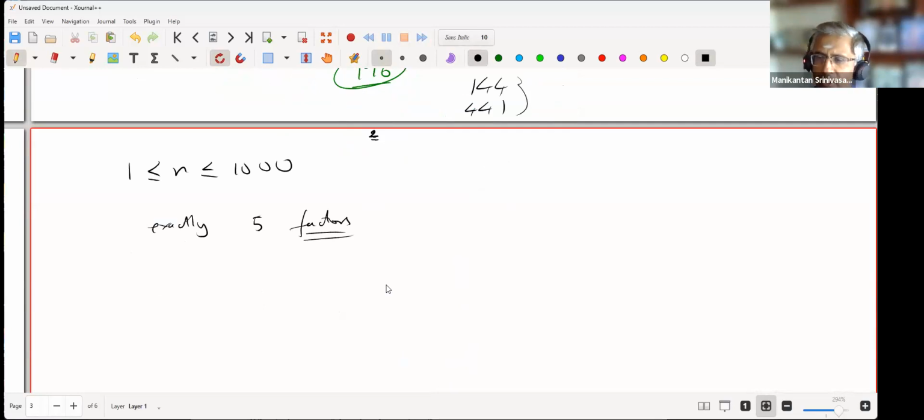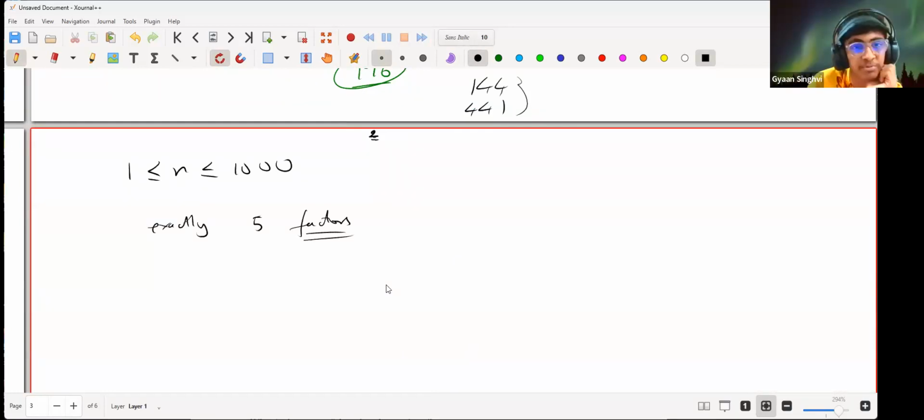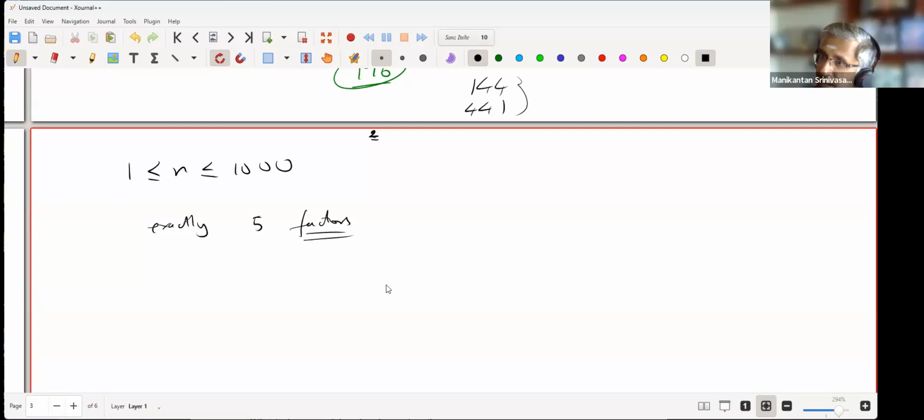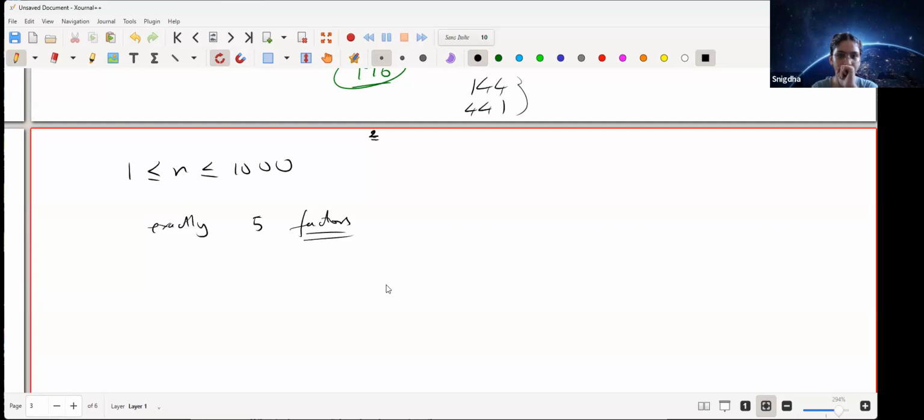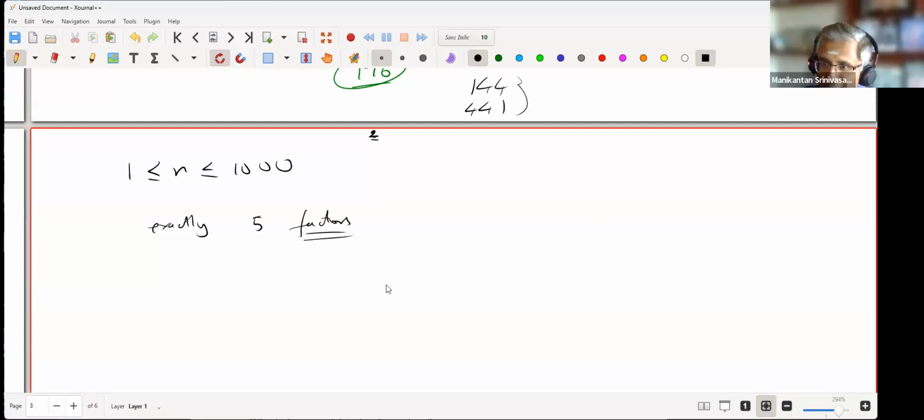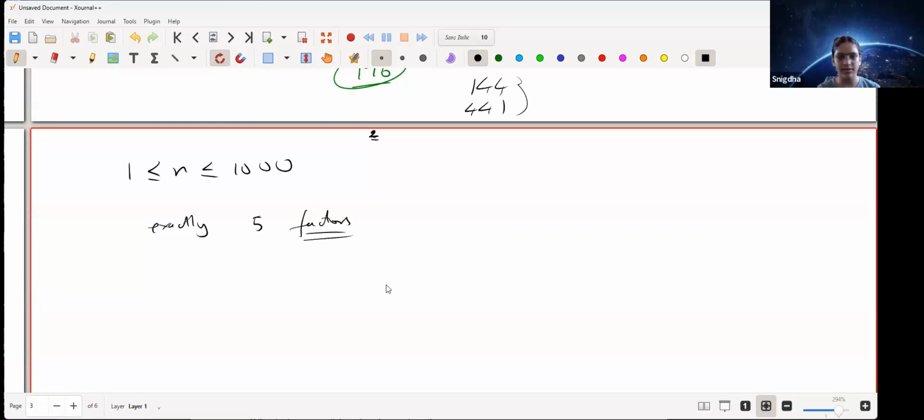Gyan, you don't have to tell the answer, but what is your initial observation? Typically, what sort of number will have 5 factors? Anything that you know? The squares of perfect squares. Squares of perfect squares. Prime number. Excellent. Almost right. Yeah, go ahead, Snigdha. What did you say? I was just asking how squares of perfect squares.